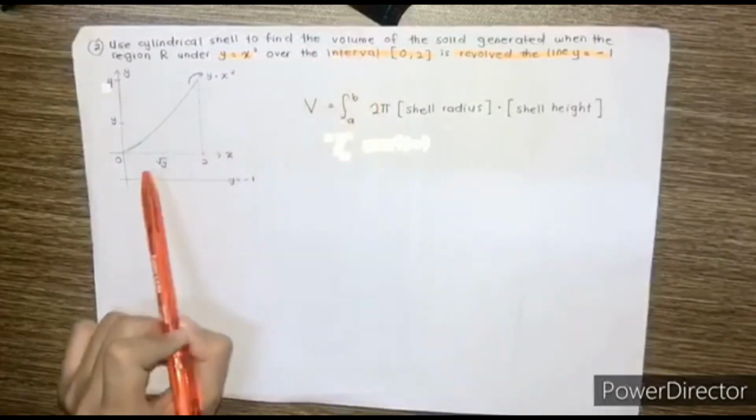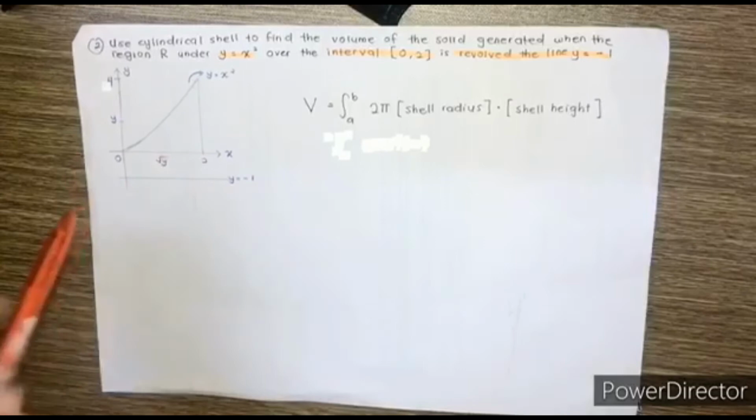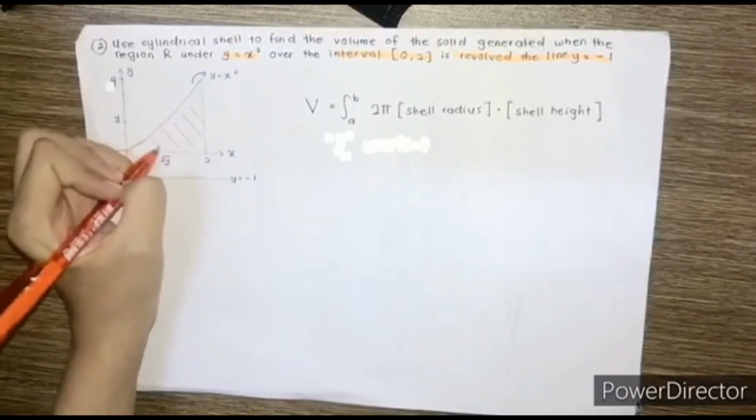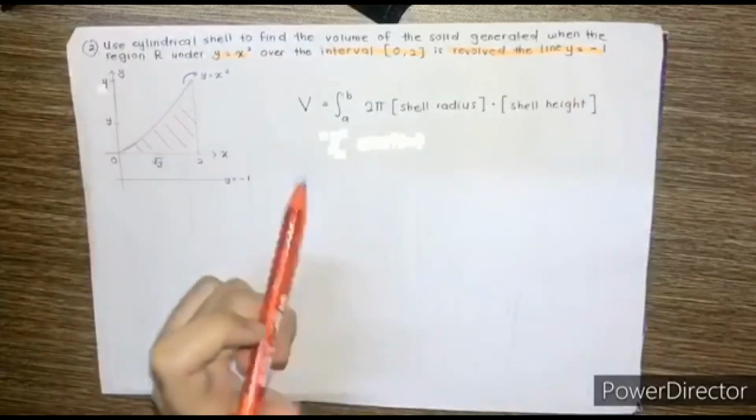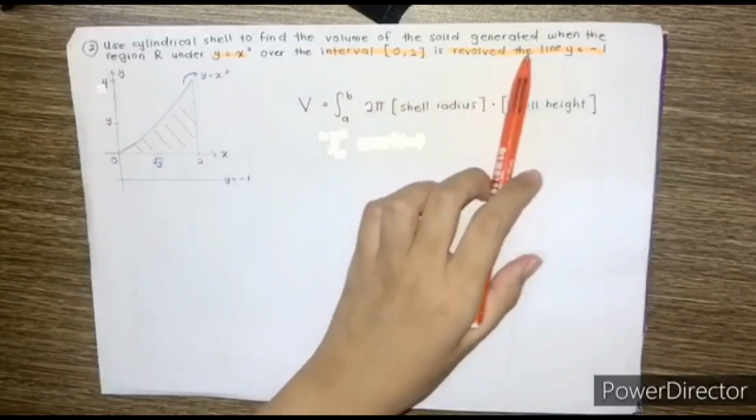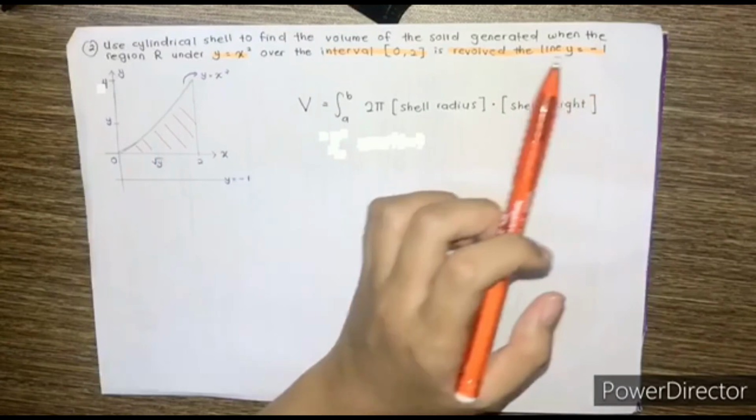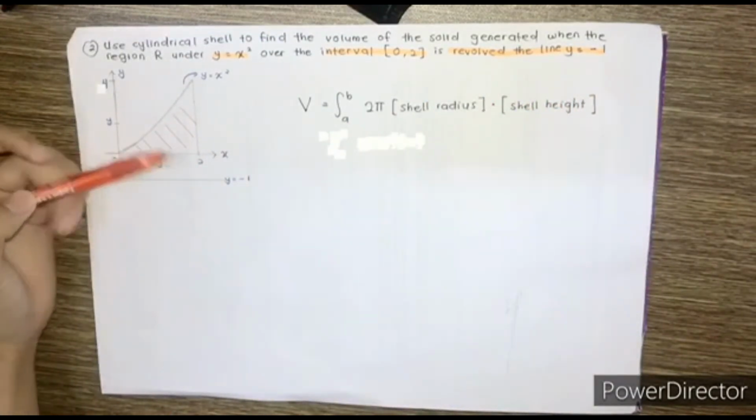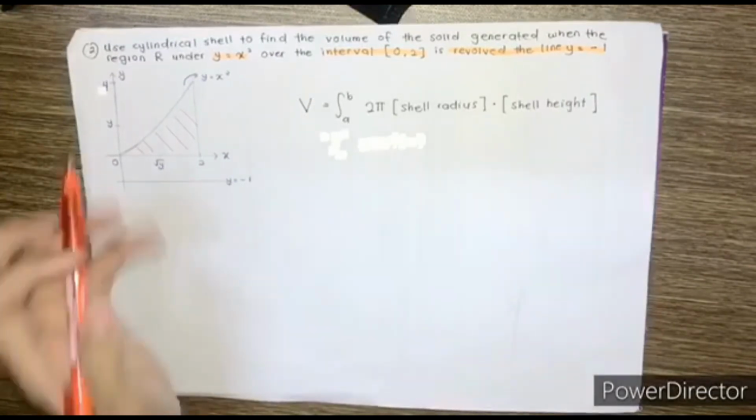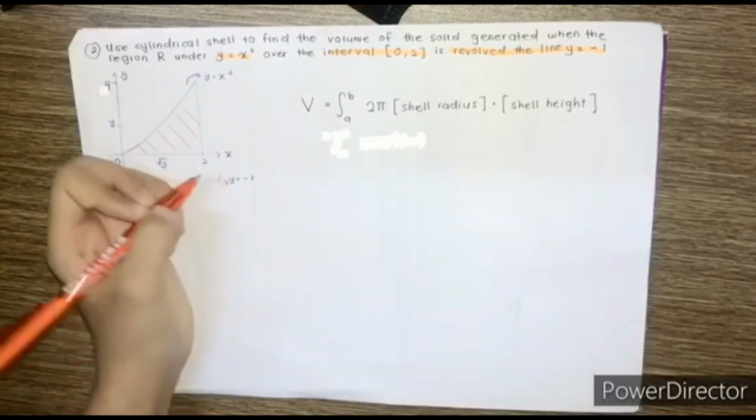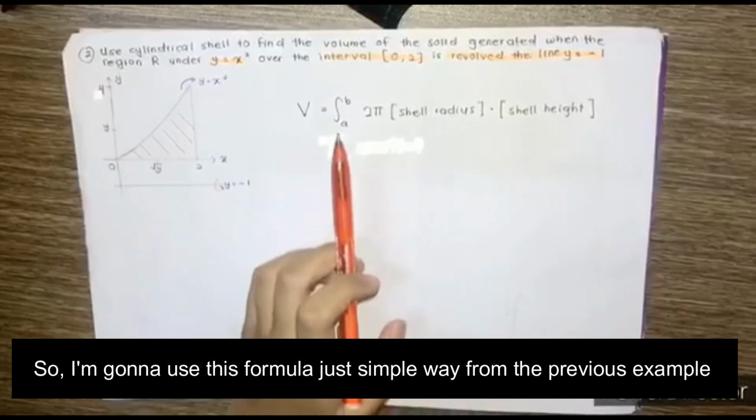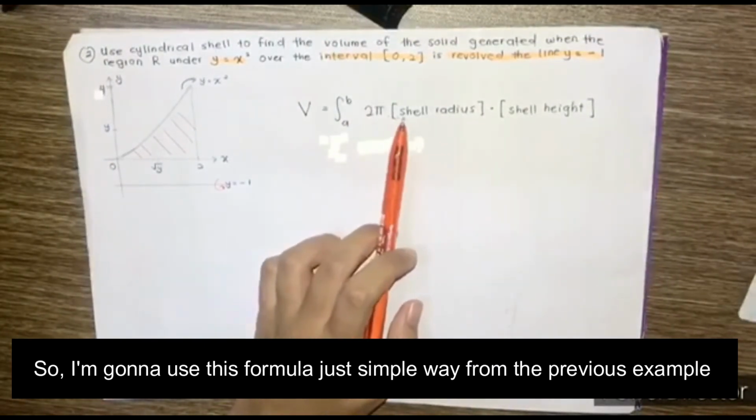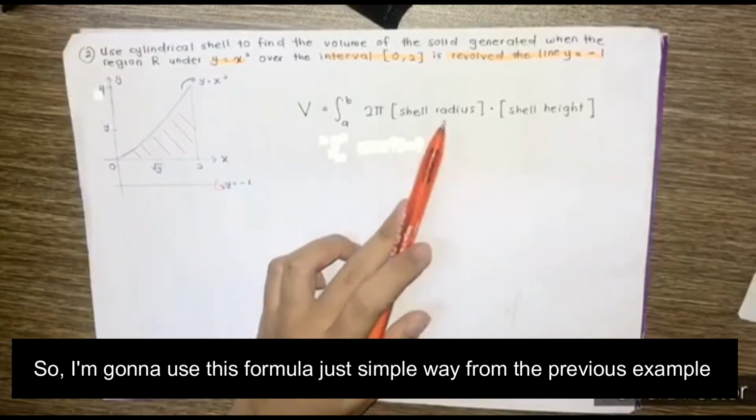In this question, it said that the region R under y equals x squared over the interval 0, 2. So this will be our region, and it's revolved about the line y equals -1. So we're going to rotate this region about the line y equals -1. I'm going to use this formula, the same formula from the previous example.